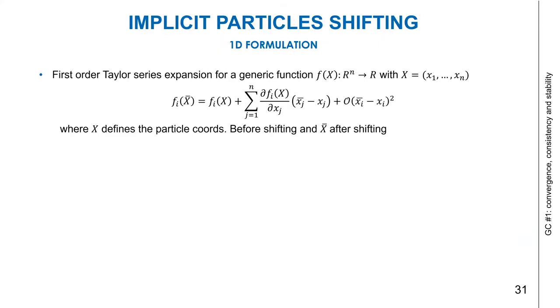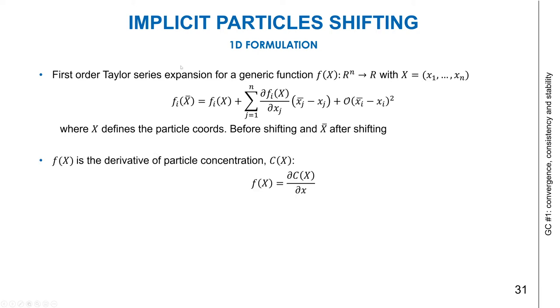So now I have to show you a few equations, but please try to follow what I'm saying, because it's not too complicated. We start from a very simple formulation, by writing the Taylor series expansion of a generic scalar function f. We can write it like that, where x with the hat are the coordinates of our particle after shifting, whereas x without hat are the particle coordinates before shifting.